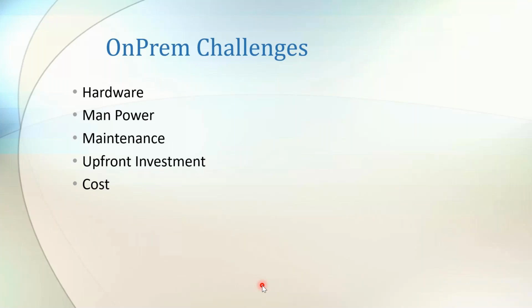Whenever there is a change needed, whenever some license needs to be procured, your license is expired, a new license you have to purchase. So many things are there. So you have to invest in your infrastructure forever.